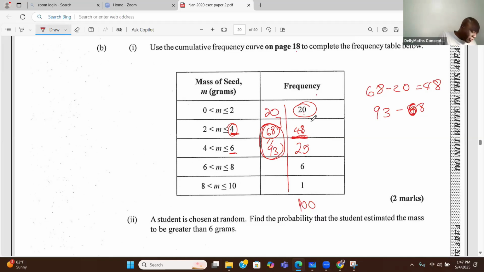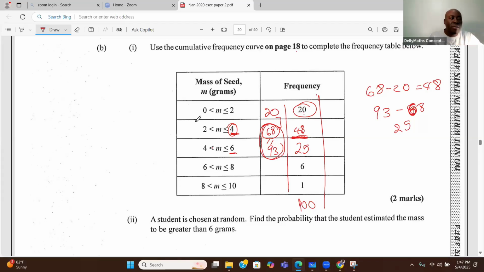And yes, you can make errors. You fix it. Make sure it fixes. You're supposed to get 100 when you add up your frequencies. That's how you know that you never made a mistake. All right. Again, remember these little things.